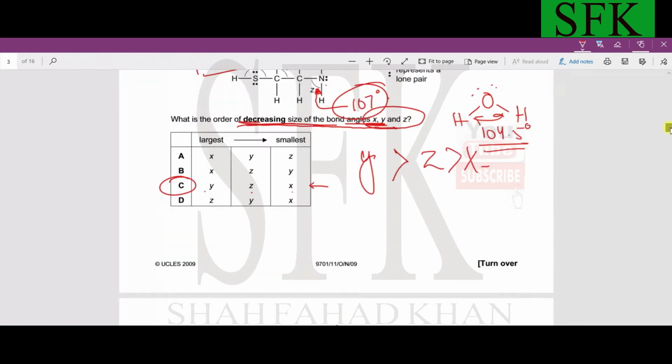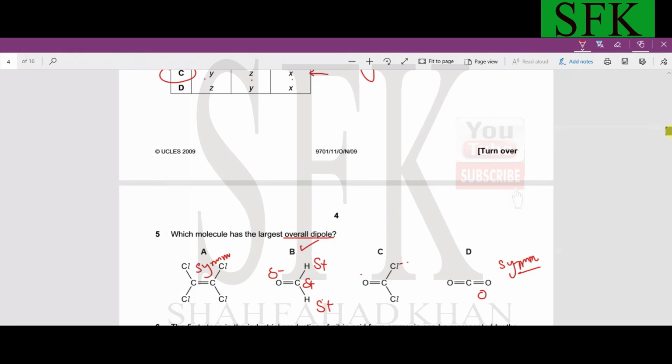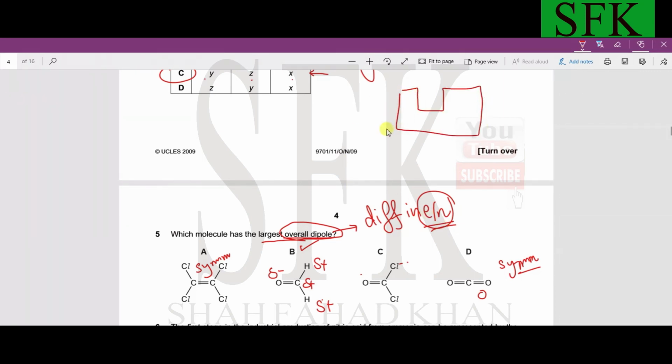Then let's move on to the next MCQ that we have to do in this lecture. Which molecule has the largest overall dipole? Dipole can be calculated by calculating the difference in electronegativities. Electronegativity, as you know, is the tendency to attract a pair of electrons. And if we look at the periodic table, the electronegativity varies in this pattern. It increases going up the group, across the period, and diagonally. So this is how the electronegativity increases.